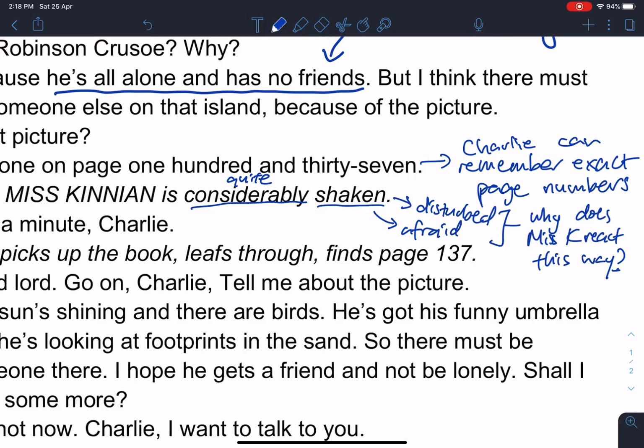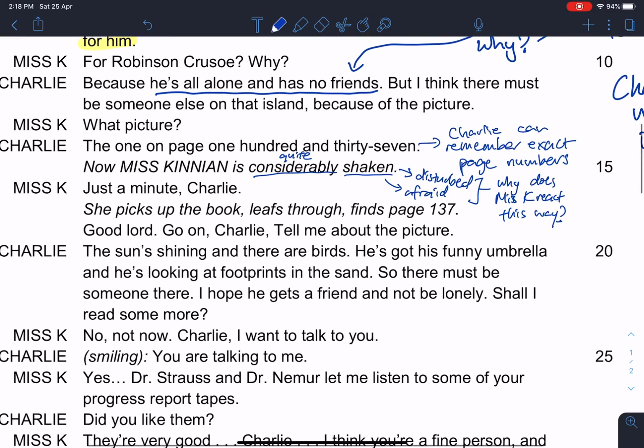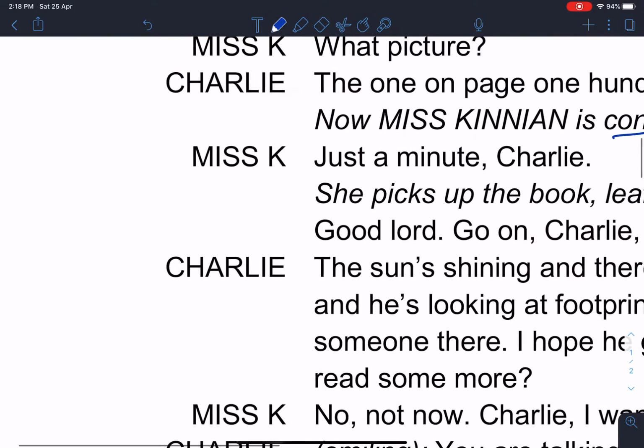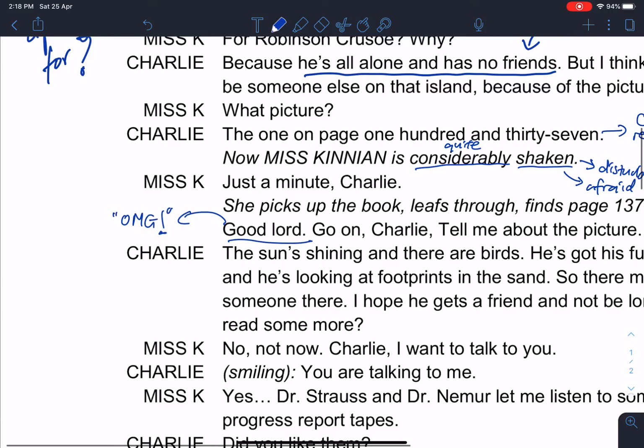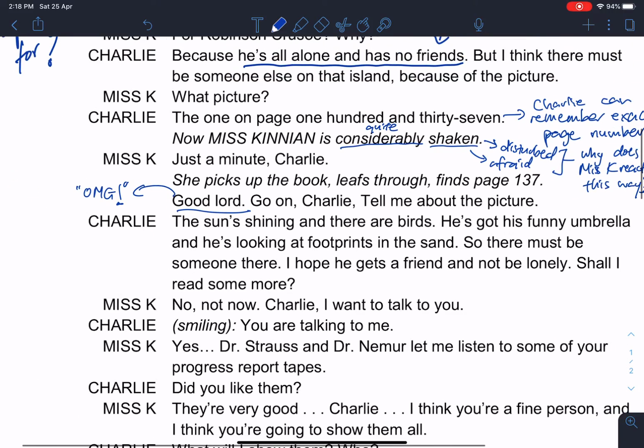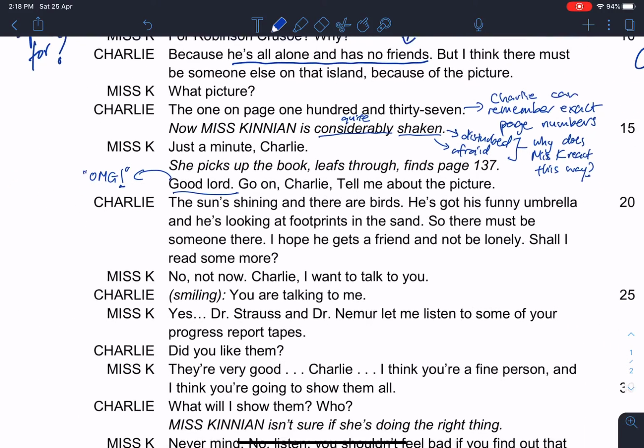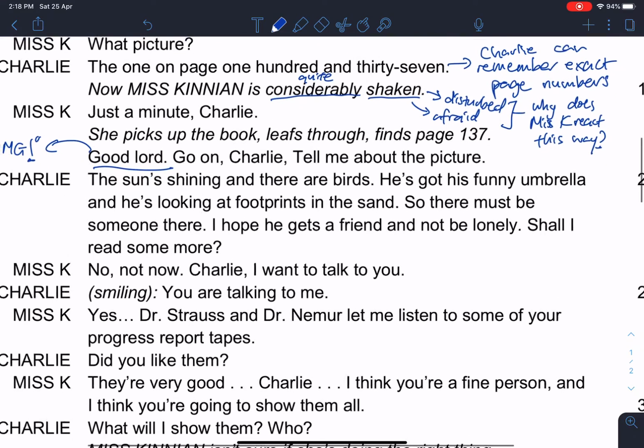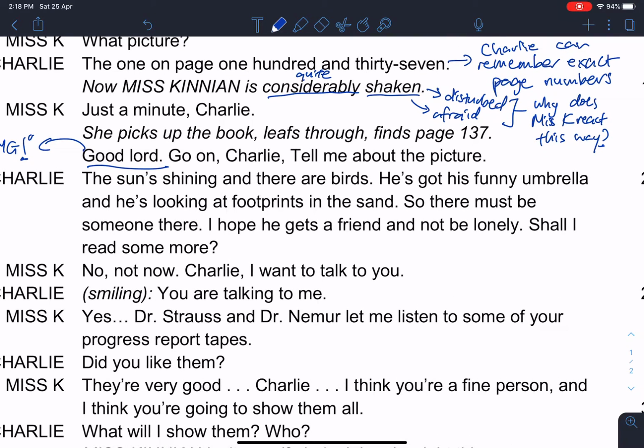And she says, wait a minute, Charlie. She picks up the book, then she says, good lord. Good lord is like oh my goodness, the equivalent of saying OMG, okay? And she obviously found the picture and she says, okay, Charlie, tell me about the picture. So why does Miss Kenyon want Charlie to tell her about the picture? I think she wants to check. She's beginning to suspect something about Charlie, right?